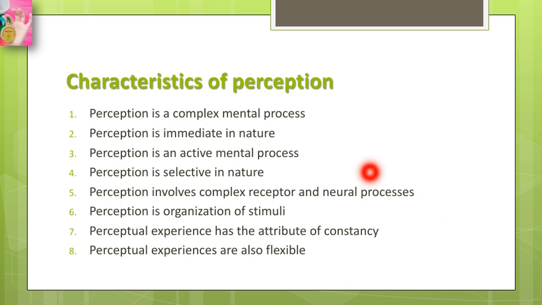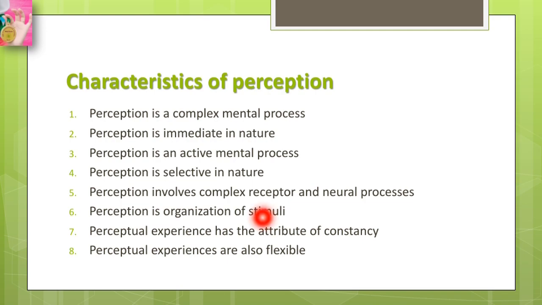Then the next point is that perception is organization of stimuli. Now, we perceive an object as a united whole, and not as scattered sensory elements. For example, we perceive a rose flower, and we do not perceive its elements separately; rather, the entire elements are organized or unified together and identified as a single object, which is a rose flower. So perception follows the principle of organization.